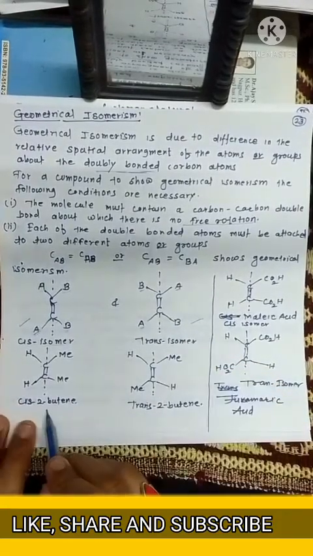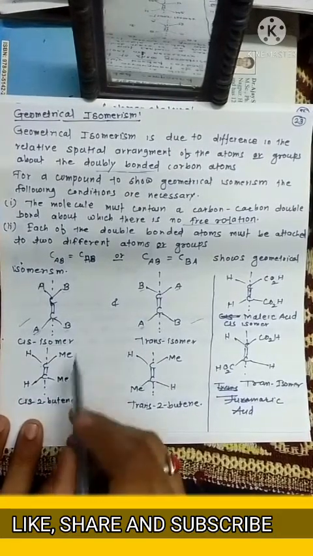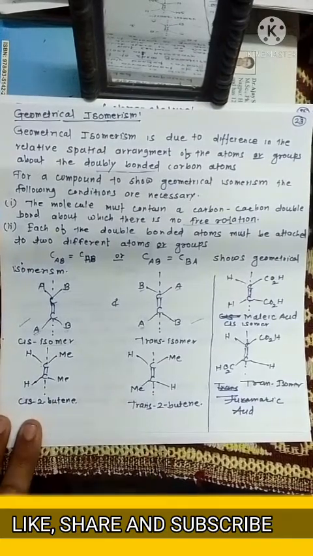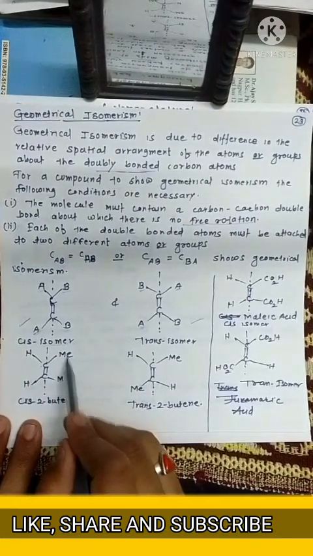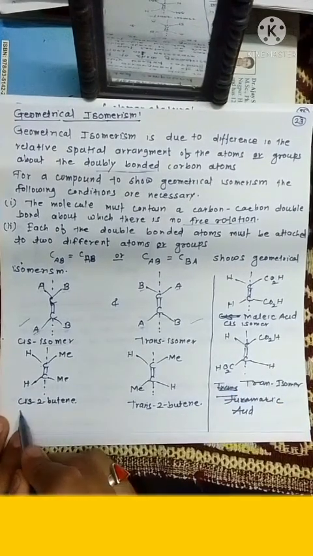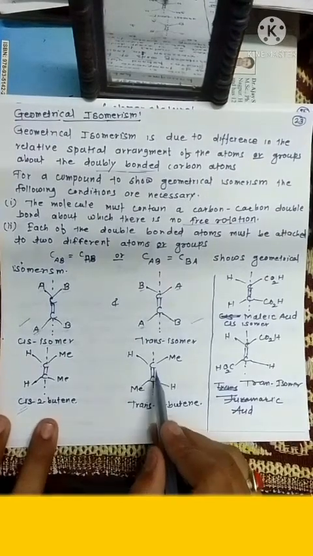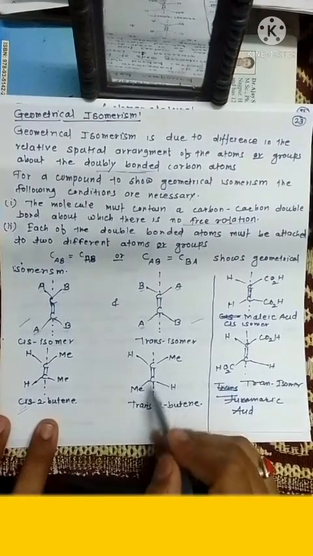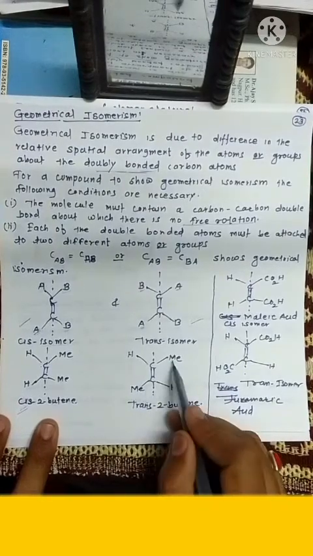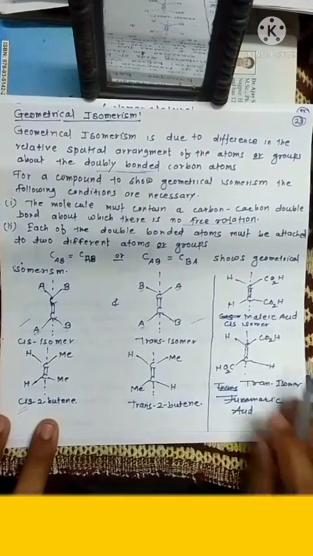Just see the example of 2-butene. In this example of 2-butene, we clearly see that both hydrogens are present in one plane while both methyl groups are also present in the right hand side plane. That's why it is the example of cis isomer of 2-butene. Just see in this case both methyl groups are present at opposite planes. So it is the example of trans-butene.